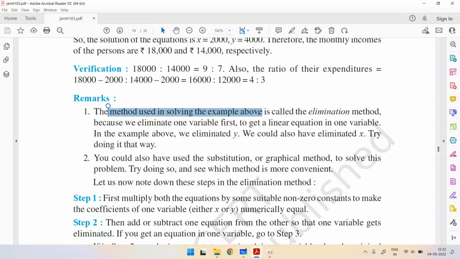The above method of solving the example is the elimination method, because we eliminate one of the variables first and go to the linear equation in one variable.